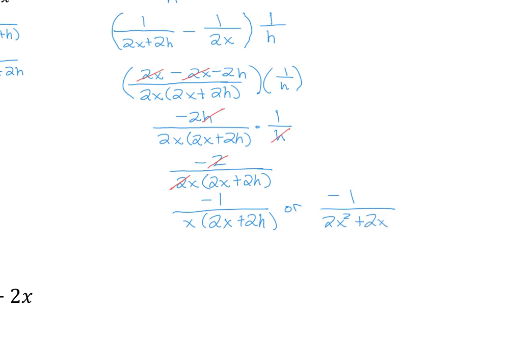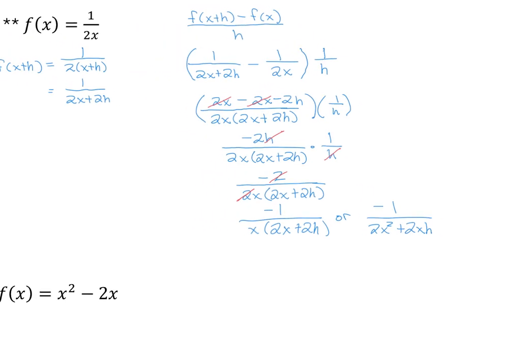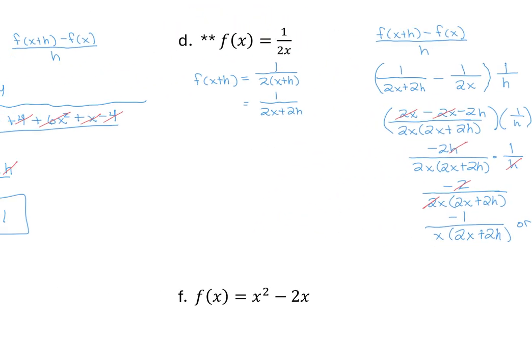If you want to distribute it, then we should have negative 1 over 2x squared plus 2xh. All right, that's going to be kind of our challenge problem here. Again, we're going to primarily focus on polynomials, and we're really going to focus on the quadratic to keep it within reasonableness. This can be applied to cubics, and it can be applied to other ones, but that's where we're going to go ahead and kind of focus our energy.